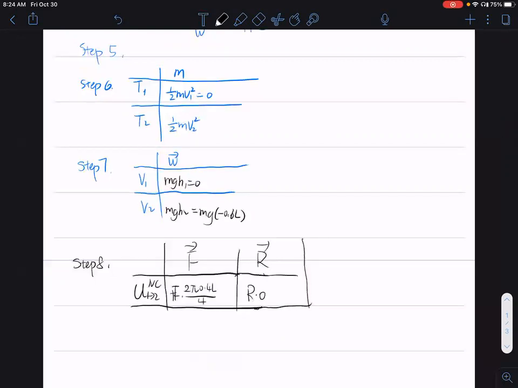Great. Now we have all the forces, all the kinetic energy, potential energy, and work done from non-conservative forces. You can do step 9 by yourself outside class. All right. Any questions on this example? All right. Do step 9 outside class, since we're going to move on to the next example.